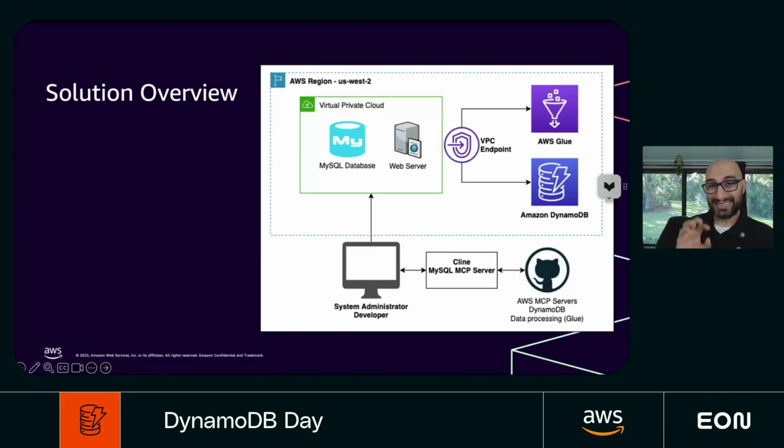You will be using the MySQL MCP server to connect to the source database. You will be using the AWS DynamoDB MCP server for all the data modeling questions. And then we will be using the AWS Data Processing MCP server or the Glue MCP server to perform the ETL process. We will need to create a MySQL database and a backend server in the cloud just for simulation processes. You can also run that locally. And we will create some VPC connectivity to ensure that we can connect to Glue and DynamoDB from the EC2 instance that we have created.